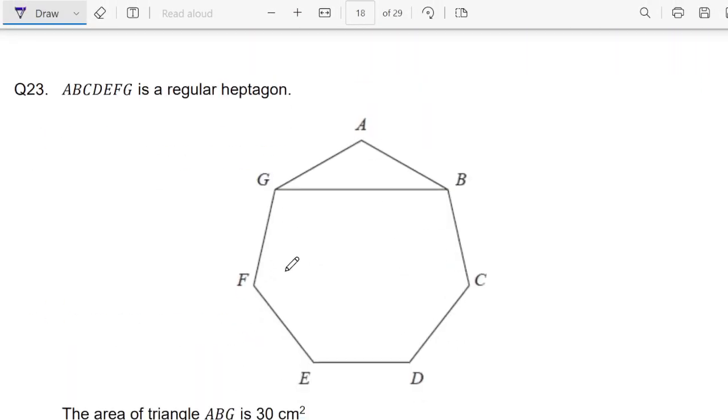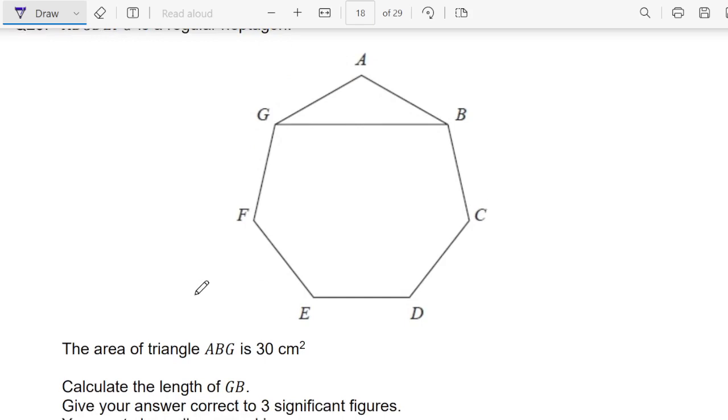Okay, and question 23 is a regular heptagon, so 7-sided. The area of the triangle ABG is 30 centimetres squared. Calculate the length of GB. Give your answer correct to 3 significant figures. You must show all your working.